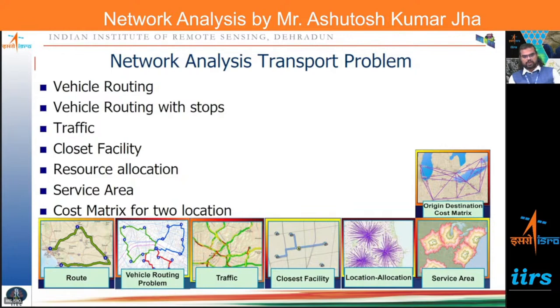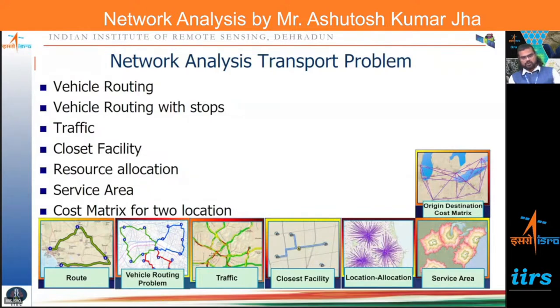Then you can also have traffic flow. It means based on the congestion on the traffic, the network attributes get modified, and you will be able to see the results. The closest facilities are the facilities available from particular locations. If you would like to know the nearest 3 hospitals from your location, those are the closest facilities.